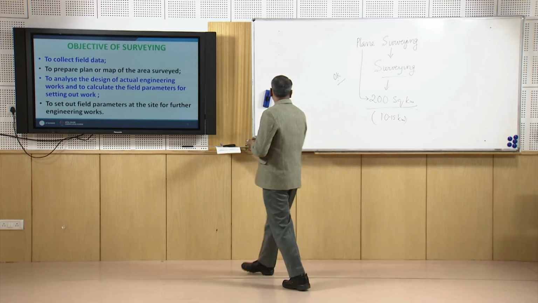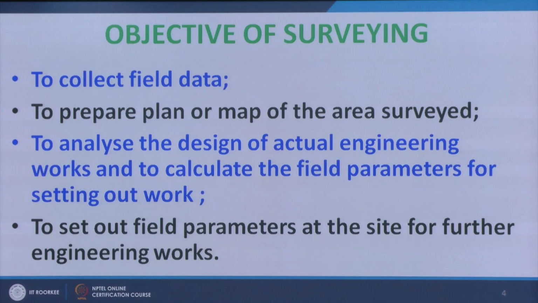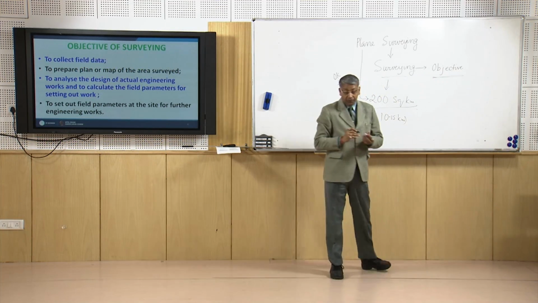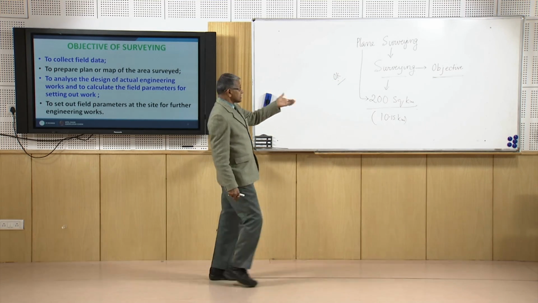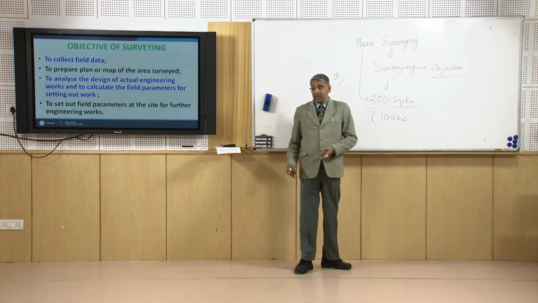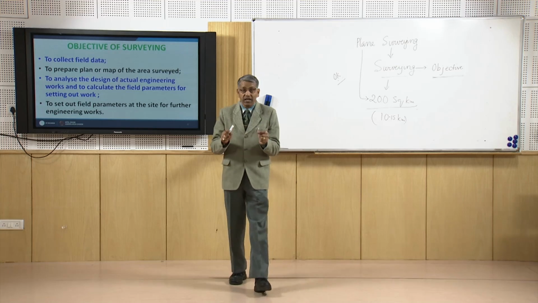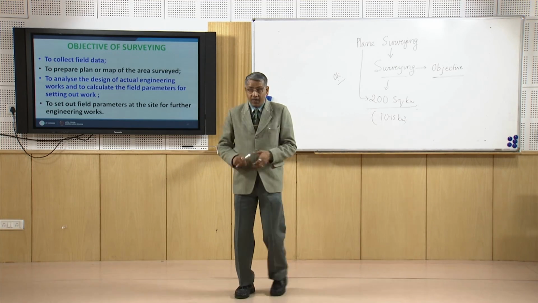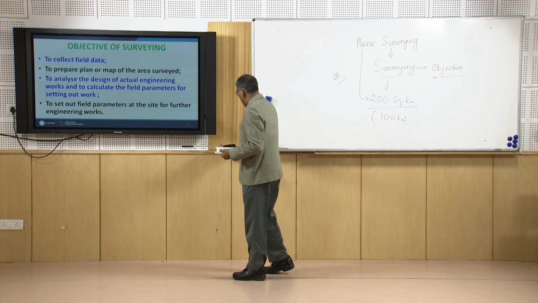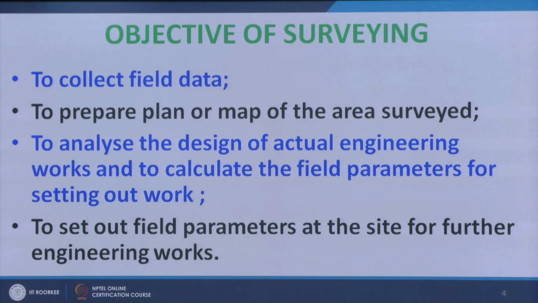Now I would like to tell you about the objective of surveying. What is the objective of surveying? Whenever we go for plane surveying, the first thing we want to do is to collect the relative location of different salient points or objects present on the surface of the earth. This is the first and most important thing which we want to do in surveying.